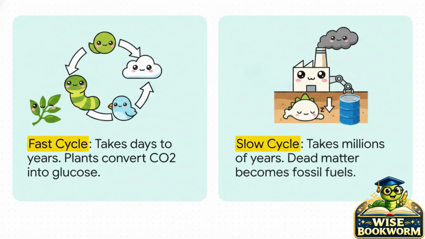Nature is brilliant at balancing both of these speeds. But when we come along, dig up that ancient coal and oil and burn it, we are taking millions of years of slow cycle carbon and dumping it straight into the fast cycle atmosphere in the blink of an eye.